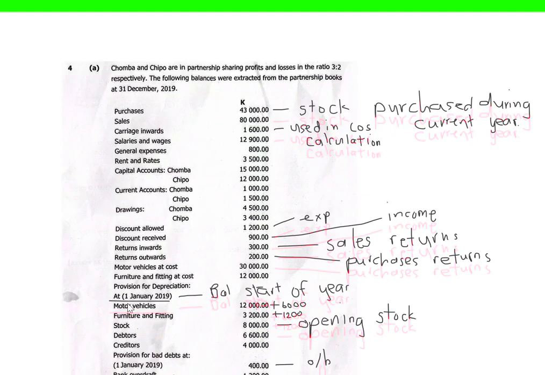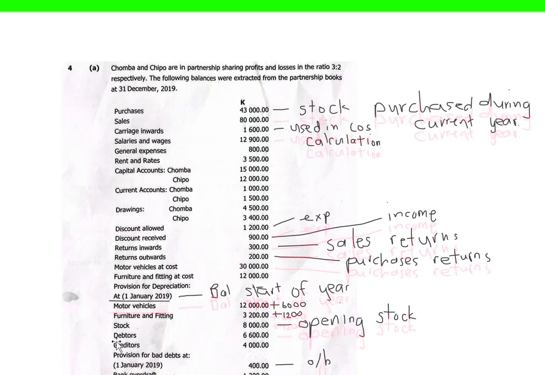Now there's some balances that they give us at the start of the year. Motor vehicles is the provision for depreciation. We call it accumulated depreciation at the start of the year. Furniture and fittings also had a balance at the start of the year, accumulated depreciation. I've just put the plus 6,000 and plus 12,000 because we're going to calculate depreciation for the current year. Then at the start of the year they give us the stock balance, which is the opening stock. We're going to use that in the calculation of cost of sales.